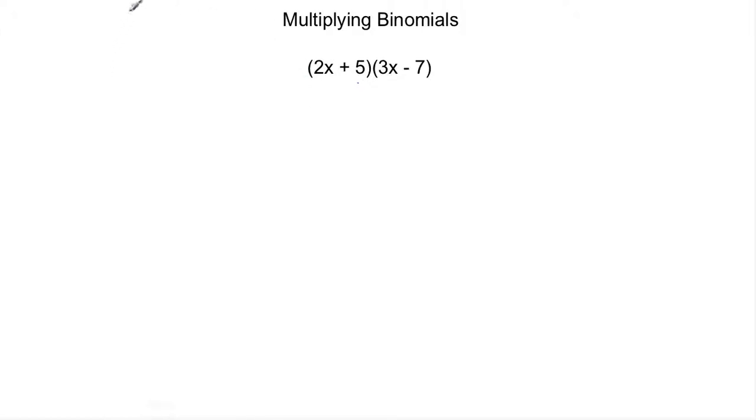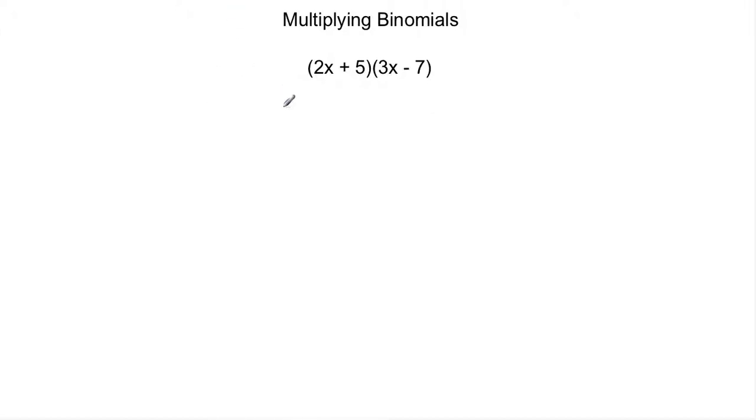And when you multiply binomials, really any polynomials, so any string of multiple terms, you basically want to distribute. So you want to make sure that each term is multiplied by each other. So I'm going to take this 2x and multiply it by 3x and negative 7. And then also take this 5 and multiply it by 3x and negative 7.